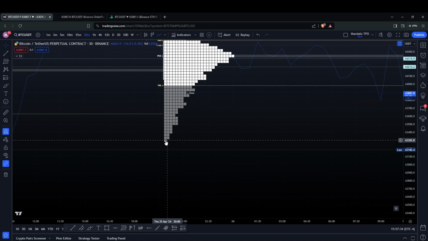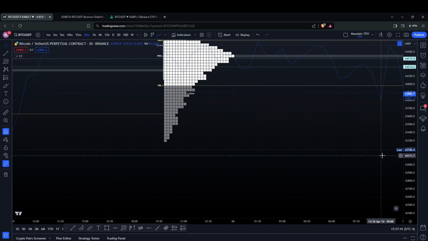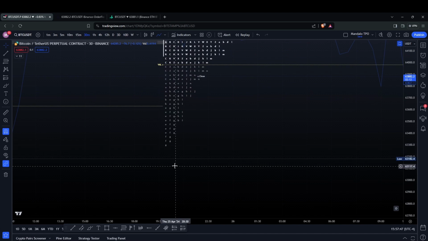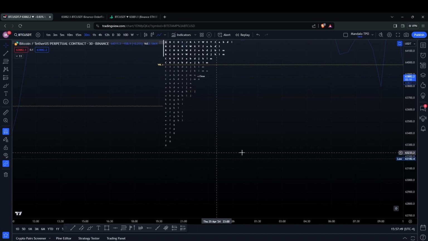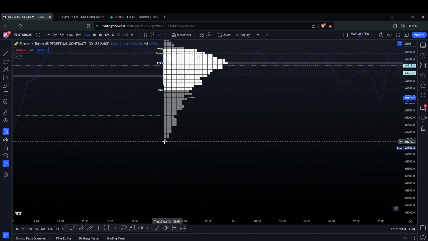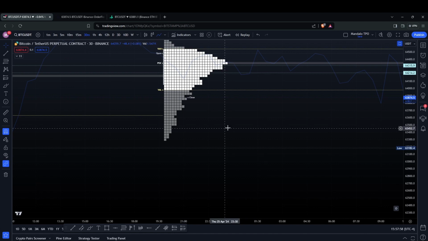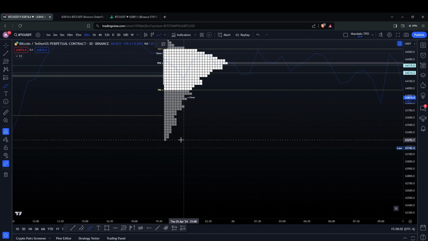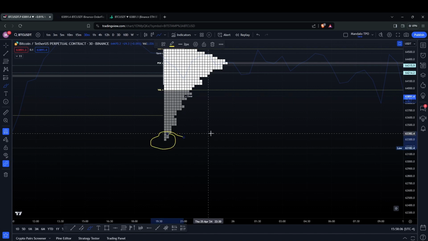And excess is at least two TPO single prints or TPO blocks, TPO letters, at a high or a low. So if there's less than two single print tails, that is considered to be a poor high or a poor low.